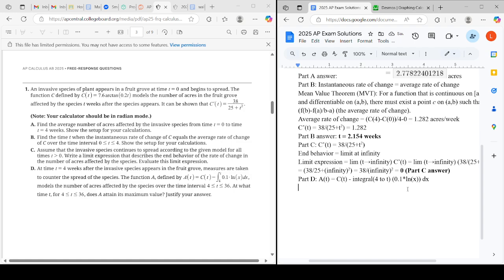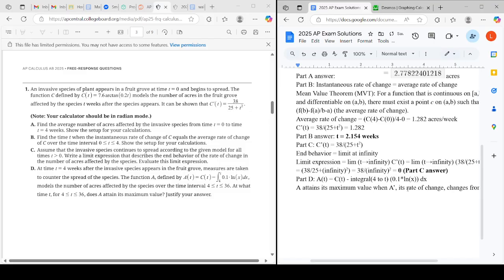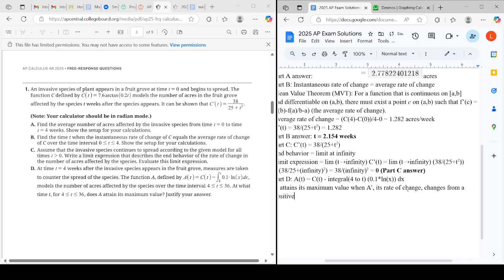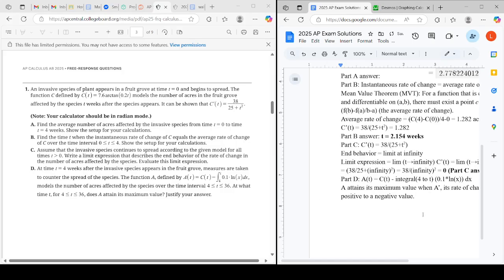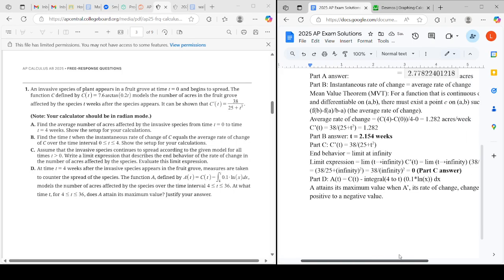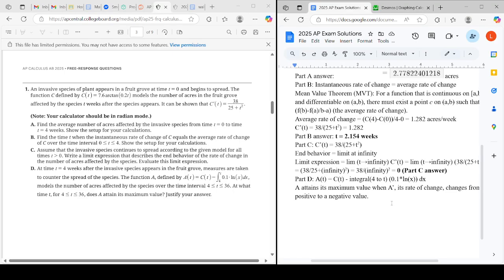So when we differentiate, we need to see when it's at its maximum value. So A attains its maximum value when A prime, its rate of change, changes from a positive to a negative value. We know this, it's a way of analyzing functions that we've always done. We should be familiar with this.